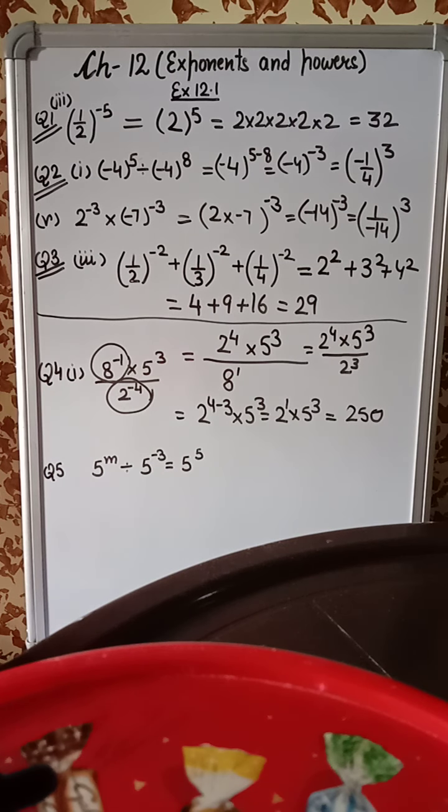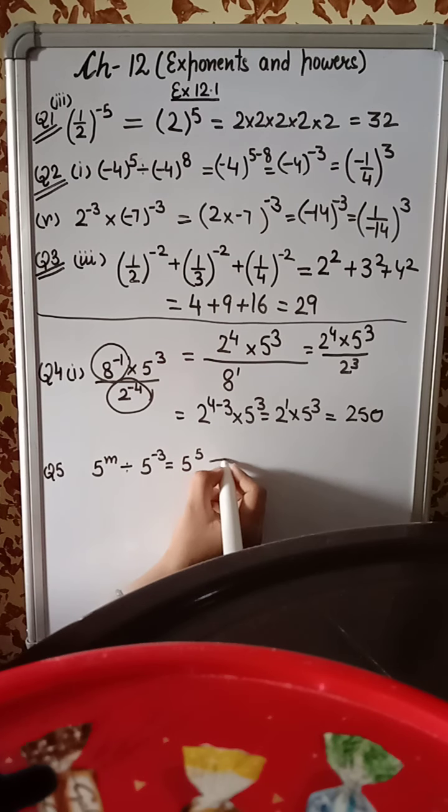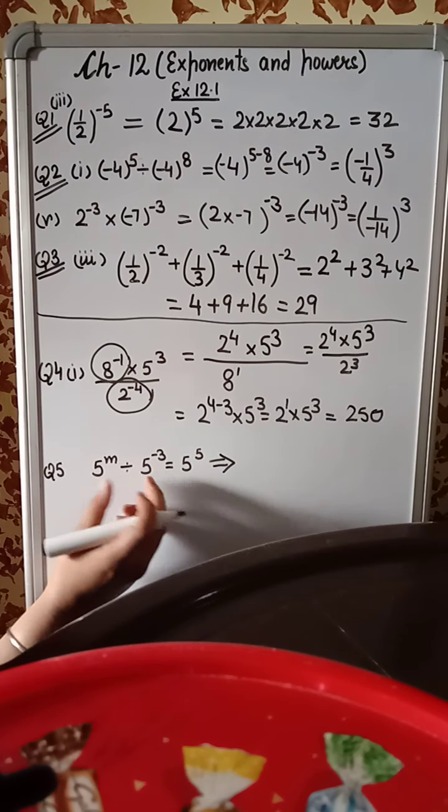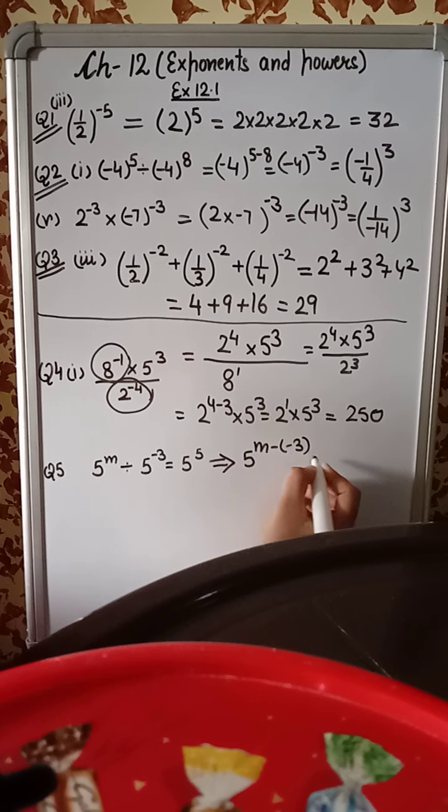Now next question 5, find the value of m. If you can see on the left hand side, the bases are same. Bases are same on the left hand side, so what will the powers do? Subtract. This will become 5 raised to power m minus of minus 3. This is equal to 5 raised to power 5.